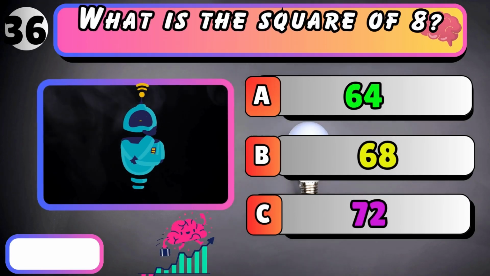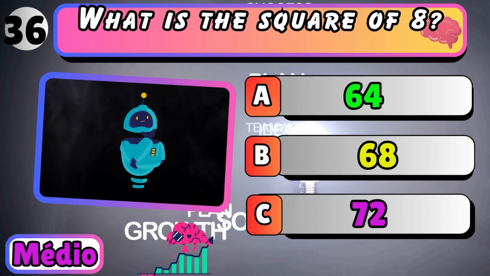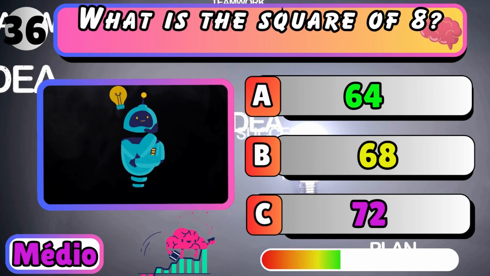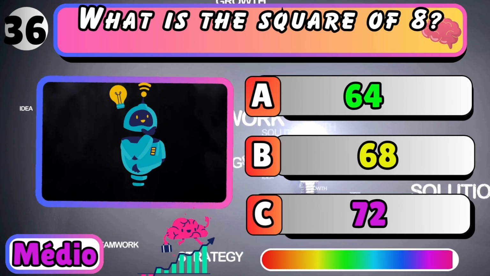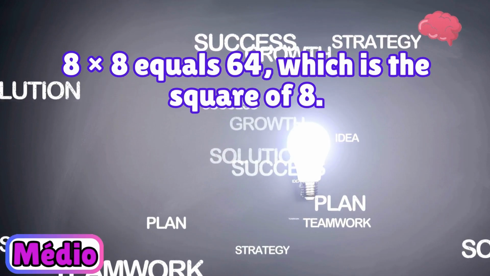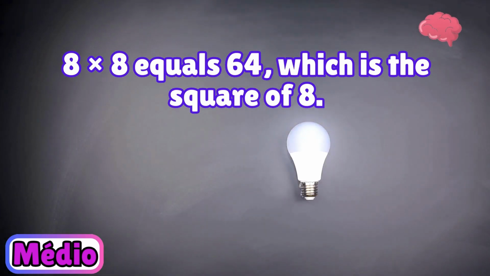What is the square of 8? 64, 68, or 72? 64. 8 times 8 equals 64, which is the square of 8.